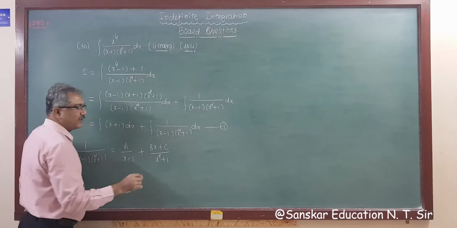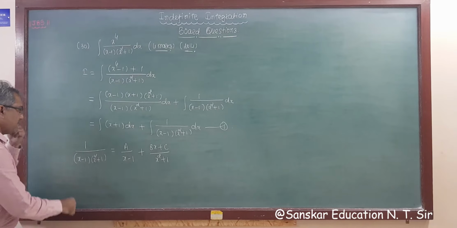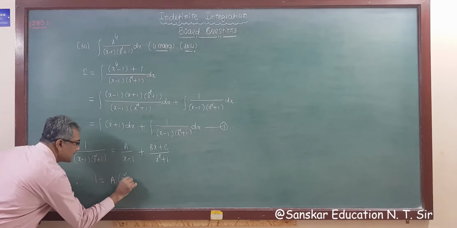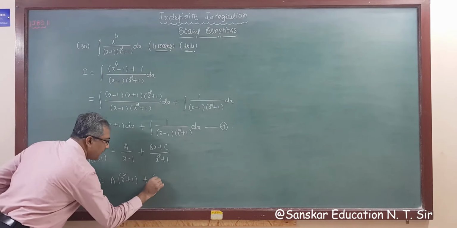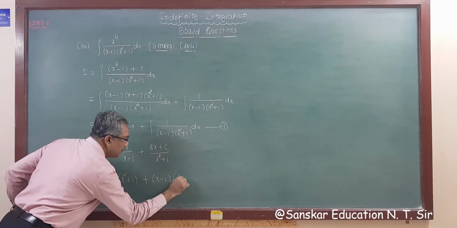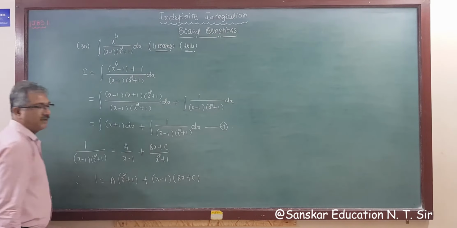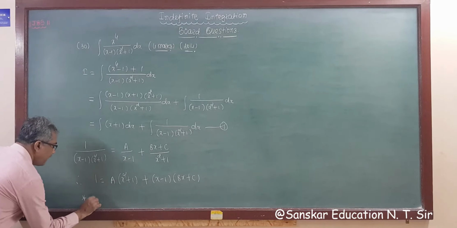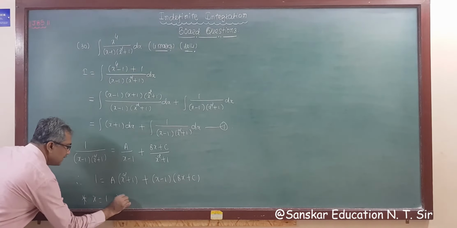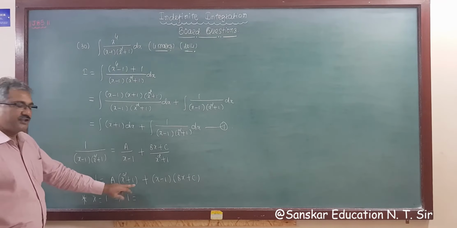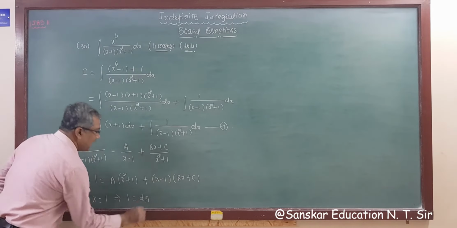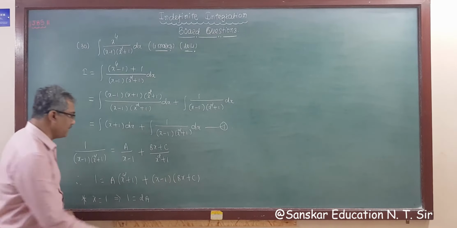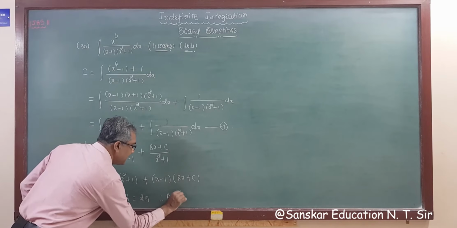Now this is linear and quadratic, so you have to take LCM of this. So taking LCM, what we get? 1 is equal to a into x square plus 1 plus x minus 1 into bx plus c. So taking first x is equal to 1. So if we take x is equal to 1, then this implies 1 is equal to 1 plus 1 is 2, that is twice a. And if we substitute 1 here, that is 0. So everything is 0. So what we get? A is equal to half. So first answer, a is half.